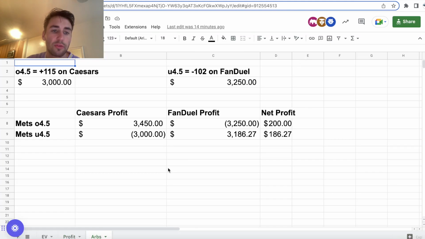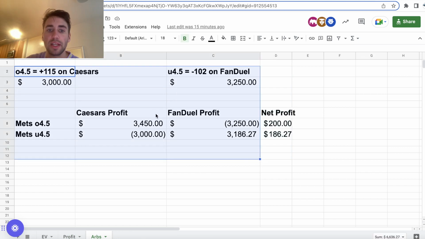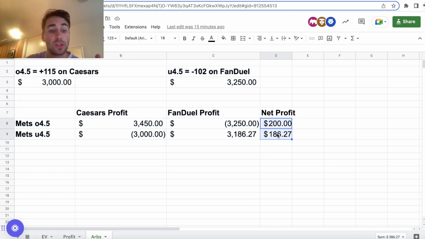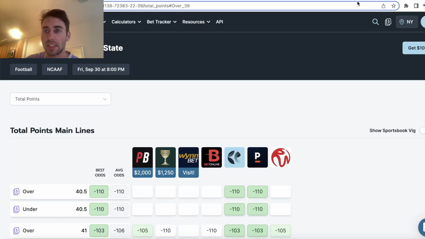And we've gone through this before, so you can feel free to go through the math here. This will be in the description. Just an example of an arbitrage bet, how the math works. One that we hit for a risk-free $200 of profit a bit ago. But anyways, let's go ahead and get back to it.